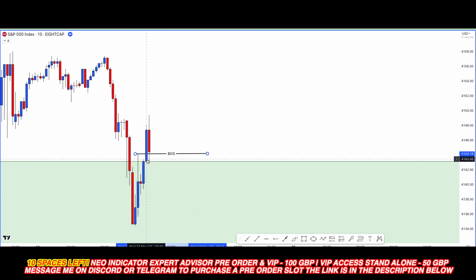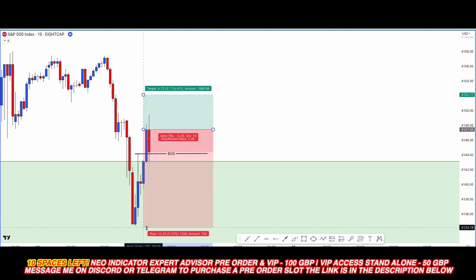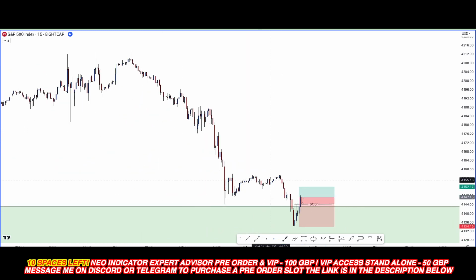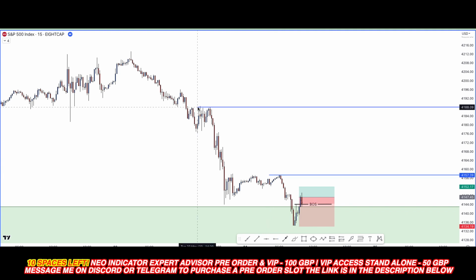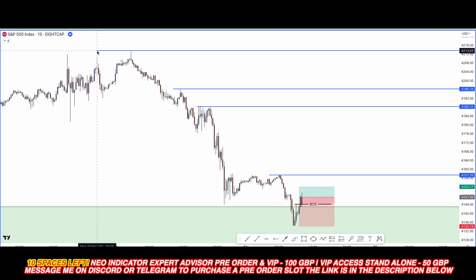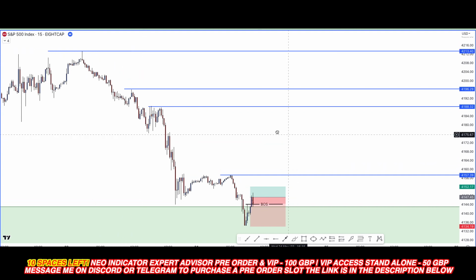Okay, so we had a 15-minute break of structure here. So our entry would be here, and our stop loss would be just below this low. And our take profit levels are just going to be based on market structure. So we have a take profit level that can be here. We have another one that could be here. We have another one that could be over here. And then there's another one just right up here as well. So let's see what price action does.